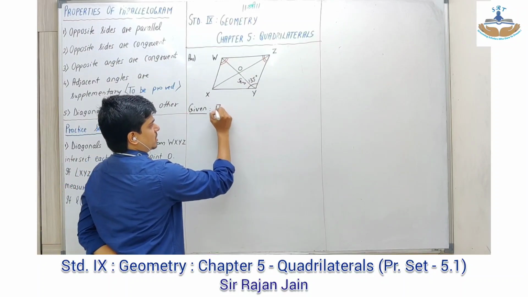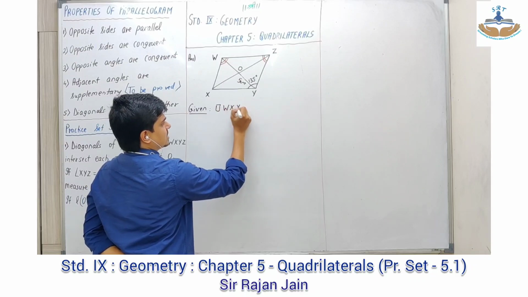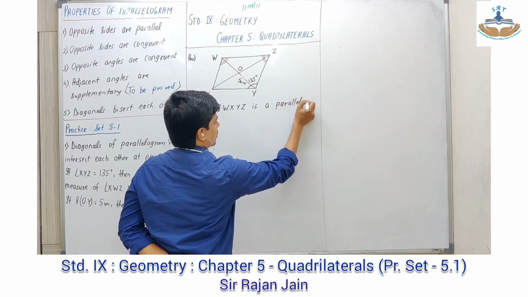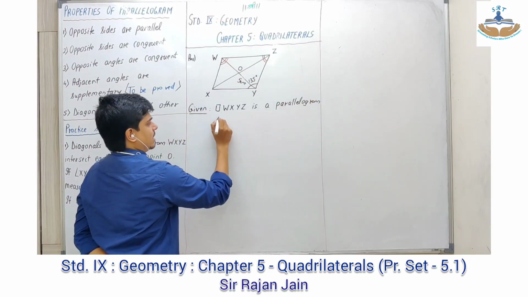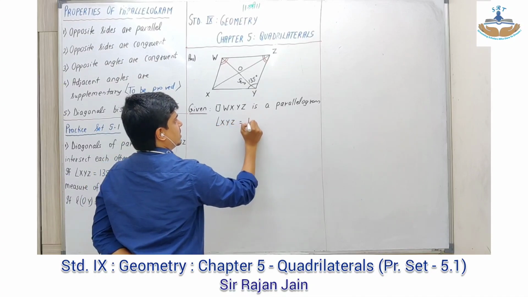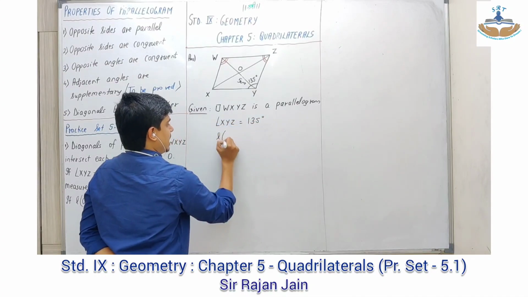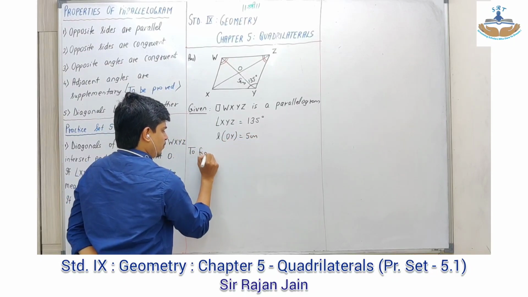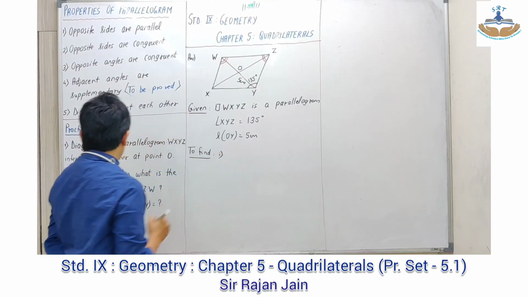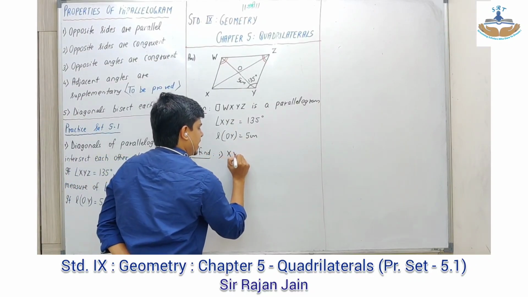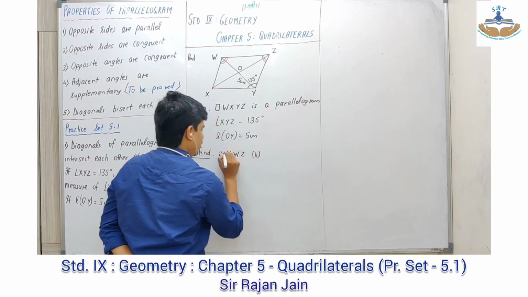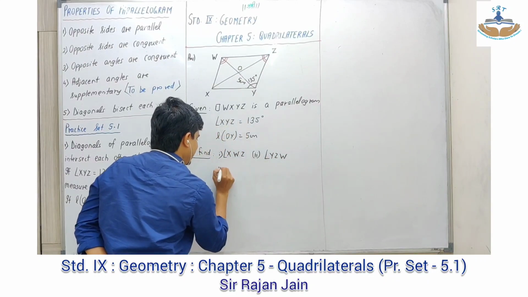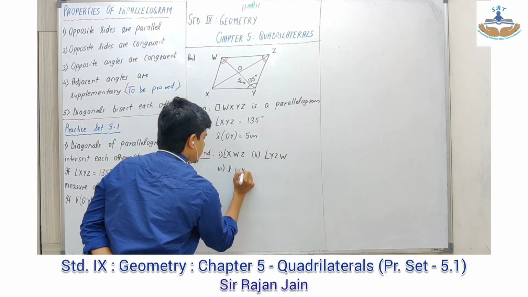Okay. Now given में first step, quadrilateral WXYZ is a parallelogram. Then they are saying that angle XYZ is 135 degree, length OY is 5 centimeter. To find, first they are asking for angle XWZ, then they are asking for angle YZW, and lastly they are asking for length of WY.